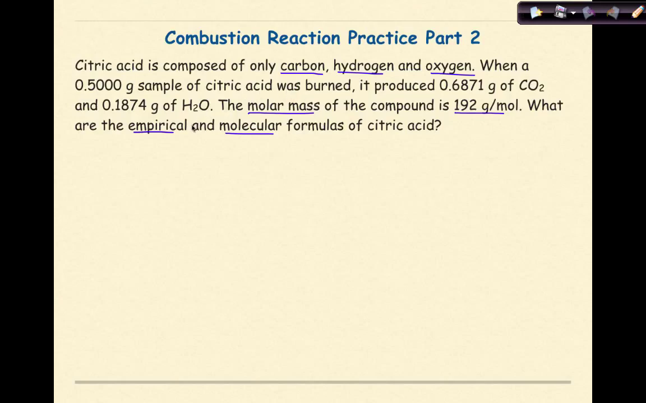Part of this information we're going to use now, part of this information we're going to use later, so let's not have it distract us. So let's start off by taking our mass of carbon dioxide and converting it into carbon. So 0.6871 grams of CO2. And the first thing that I want to do is convert to moles. So we know that 44 grams of CO2 is equal to 1 mole of CO2. And then we want to get from moles of CO2 to moles of just carbon. So in every 1 mole of CO2, we have 1 mole of carbon.